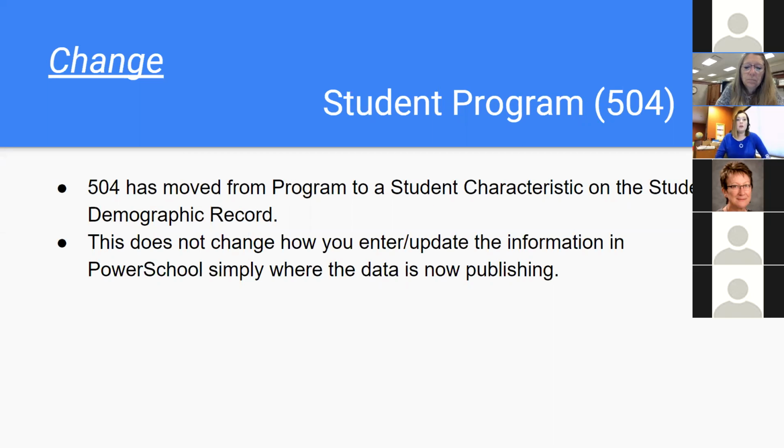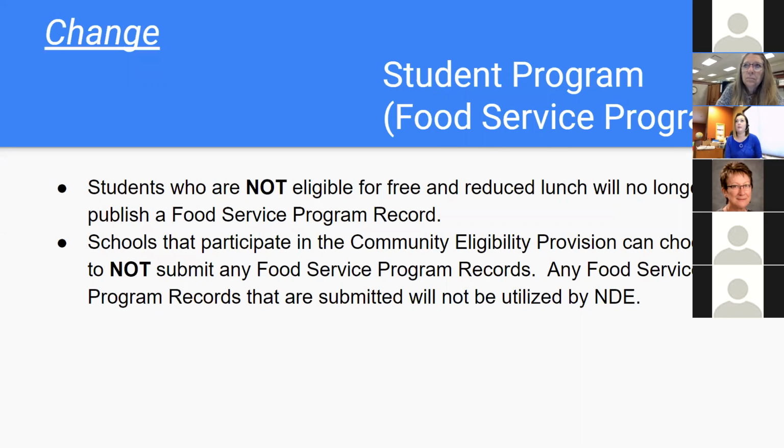The 504, this is nothing new you need to do, but how it publishes has changed. So the 504 has moved from a program to a student characteristic. So you'll now see that in the student demographics record or portion of the student data that goes up. Again, you have no need to change how you're entering that information. Naomi talked about the student program. So students who are not eligible for free and reduced lunch, so have that P status, a food service program record will no longer publish for them. Schools that participate in that community eligibility provision can choose not to submit any food service program records as well.